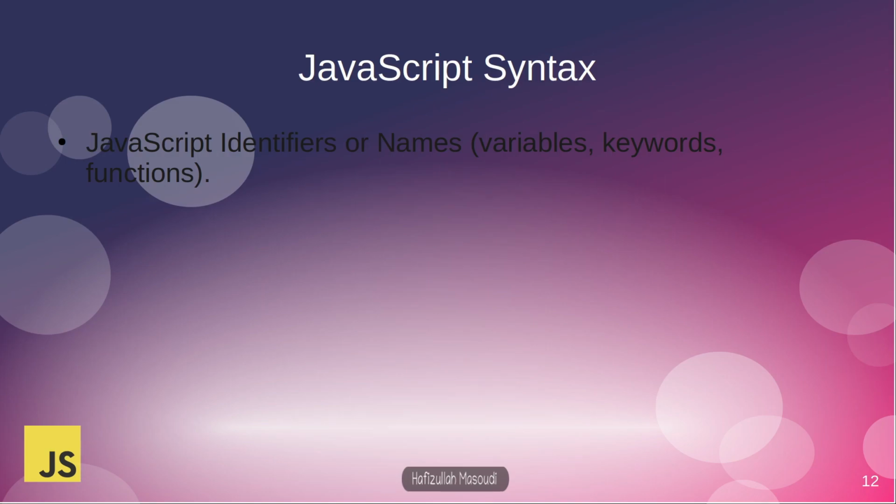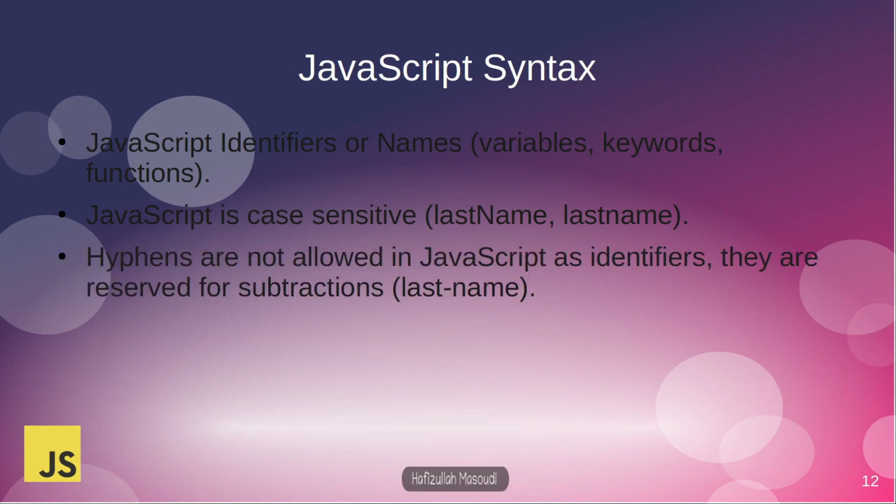Everything that comes in variables or keywords or functions is defined by identifiers or names. JavaScript is case sensitive, so in here you can see we have lastName and LastName. Both of them are different, and this means that JavaScript is case sensitive. And hyphens are not allowed in JavaScript as identifiers or names, because they are reserved for subtraction. So last-name will mean that it will subtract name from last. So keep this one in mind.